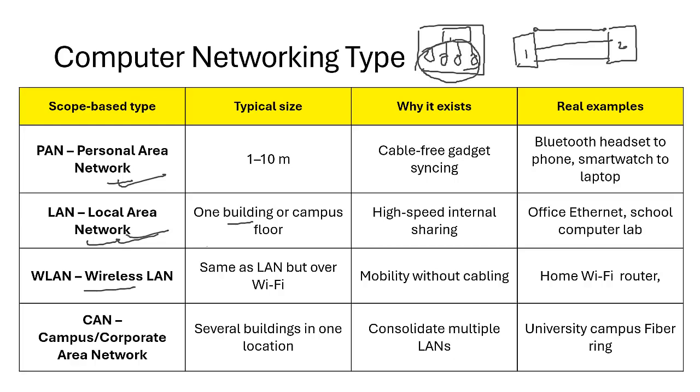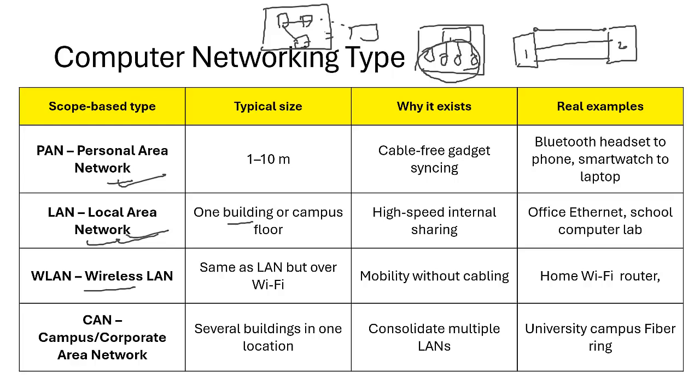Then we have Wi-Fi. It is the same within the organization, except instead of computers connecting via wire, they connect over wireless. It is the Wi-Fi that you use at home, right? So you are sharing the access point with your family members.